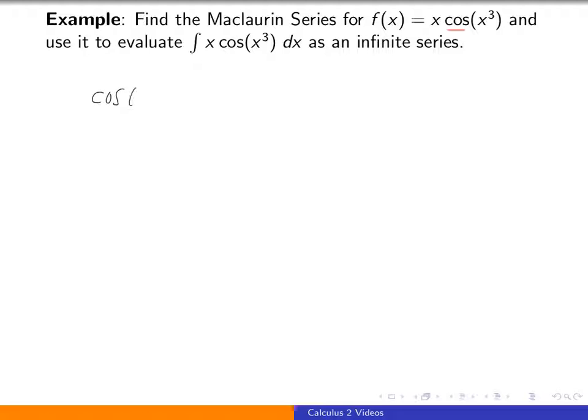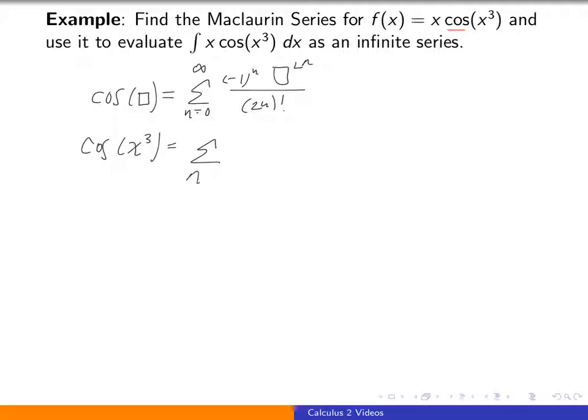So cosine of something is equal to the sum from n equals 0 to infinity, and the intuition here is cosine is an even function. So this will be minus 1 to the n, something to the 2n, all divided by 2n factorial. So if we want to get cosine of x cubed, we can simply use that as the something that we plug in. So this would be the sum from n equals 0 to infinity minus 1 to the n, x cubed raised to the 2n, all over 2n factorial.